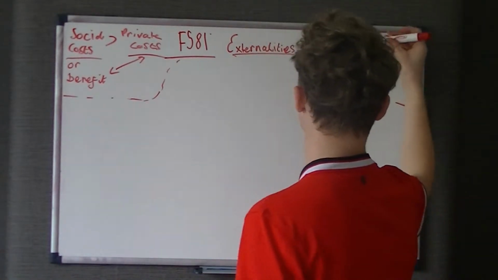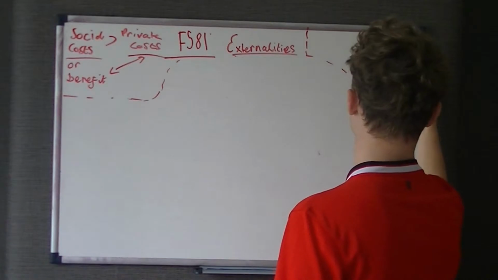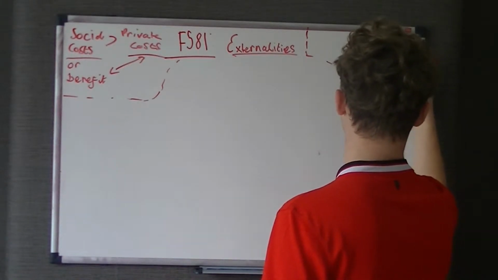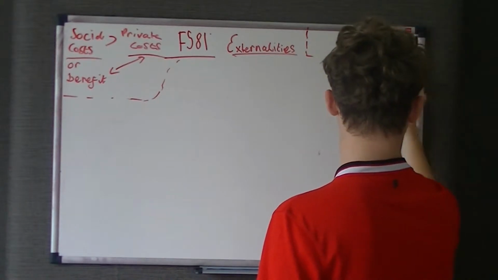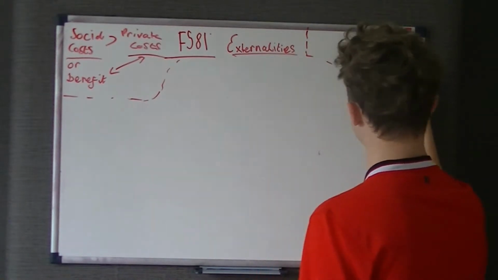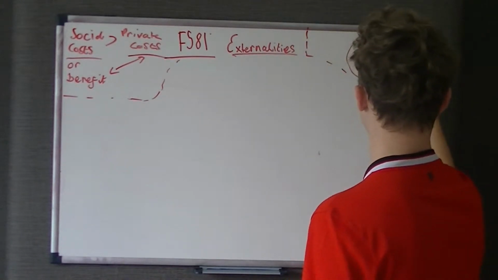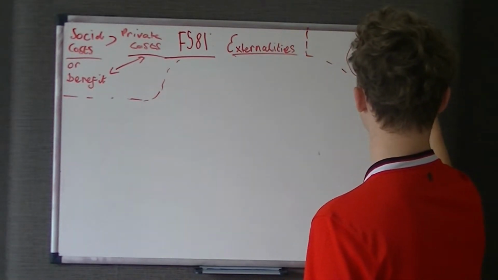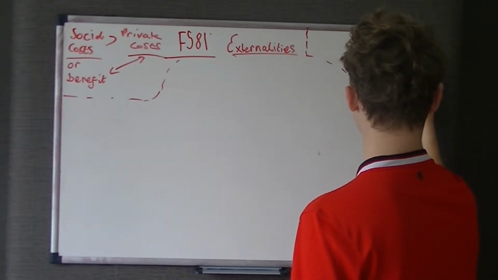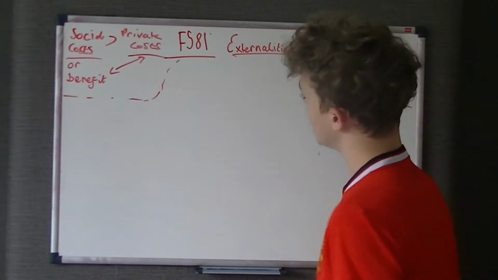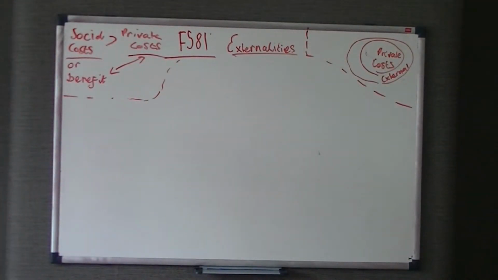And this diagram here, I just put, is an example of a negative externality. So social costs, private, external. Now, you may be asking me, well, what is the difference?